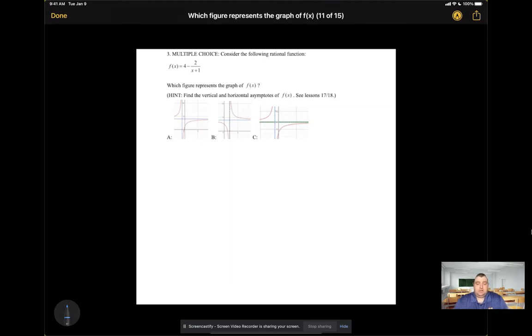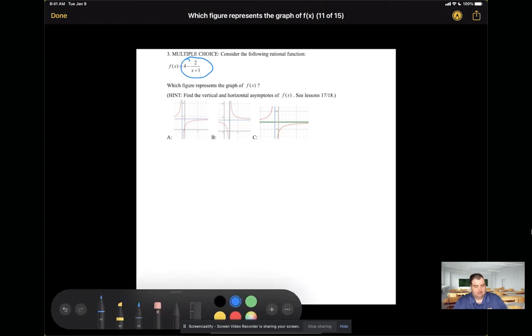Number 3, consider the following rational function. Which figure represents the graph of f of x? Find the vertical and horizontal asymptotes of f of x. See lessons 17 and 18. So we're going to find the horizontal and vertical asymptotes of this function here, and that will allow us to figure out what the answer is.